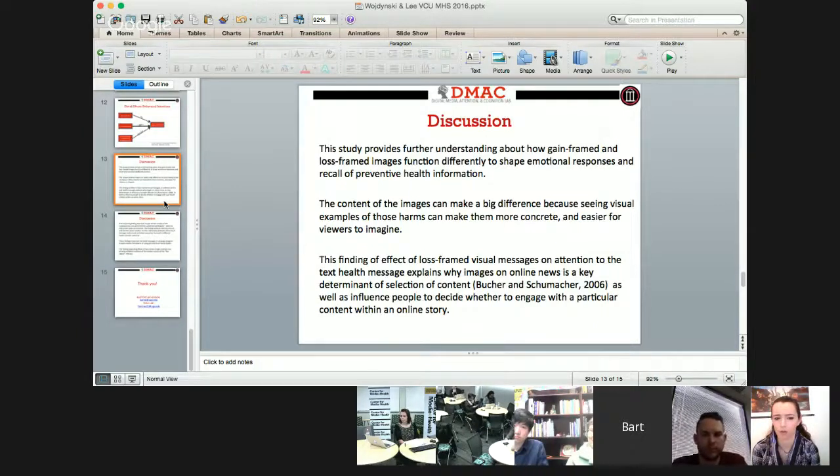I think this also can help explain why images in online news can be a key determinant of selection of content. Right? We know that manipulating images leads people to steer towards clicking on stories to view them significantly. Bucher and Schumacher found that in 2006, and so that emotional pathway could be part of the explanation here.